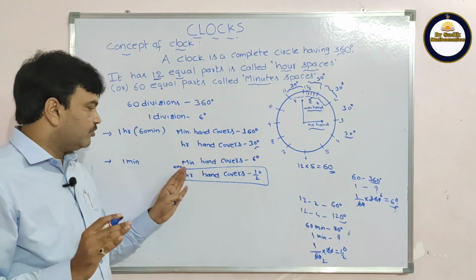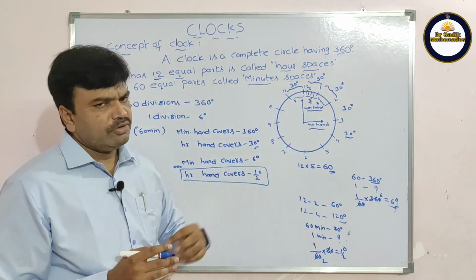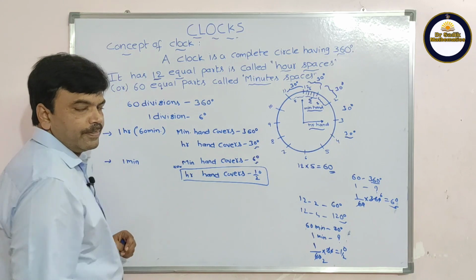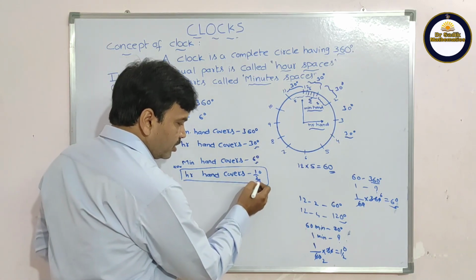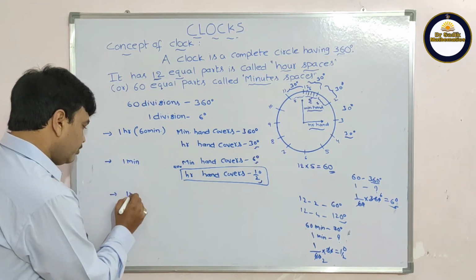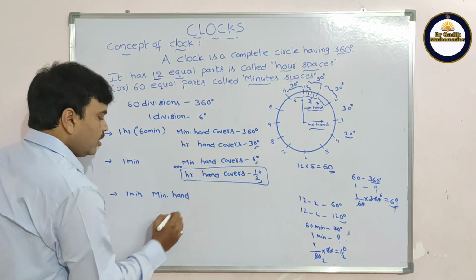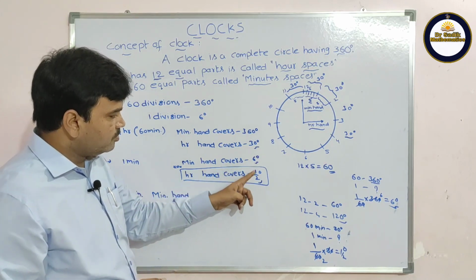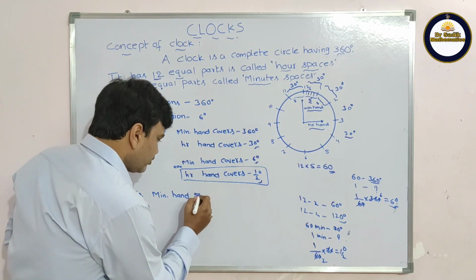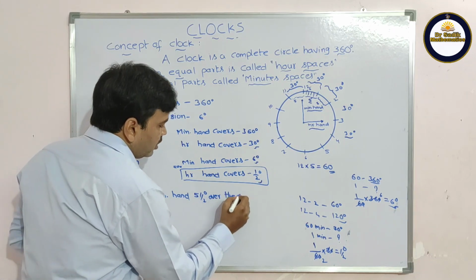In 1 minute, the hour hand covers half degree. Now I want to find the relation between the minute hand and hour hand, friends. See here. In 1 minute, the minute hand covers 6 degrees, the hour hand covers half degree. So in 1 minute, the minute hand, how many degrees over, friends? Subtract 6 minus 1 by 2. How many degrees, friends? 5.5 degrees. So this is very important, friends. 5.5 degrees over the hour hand.